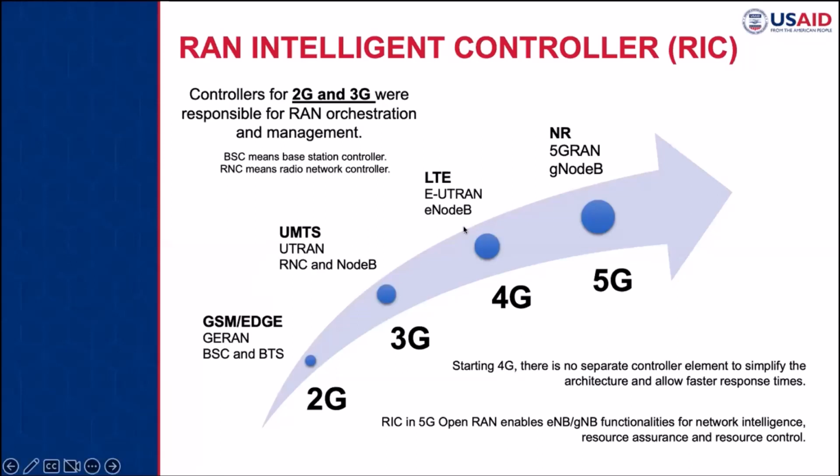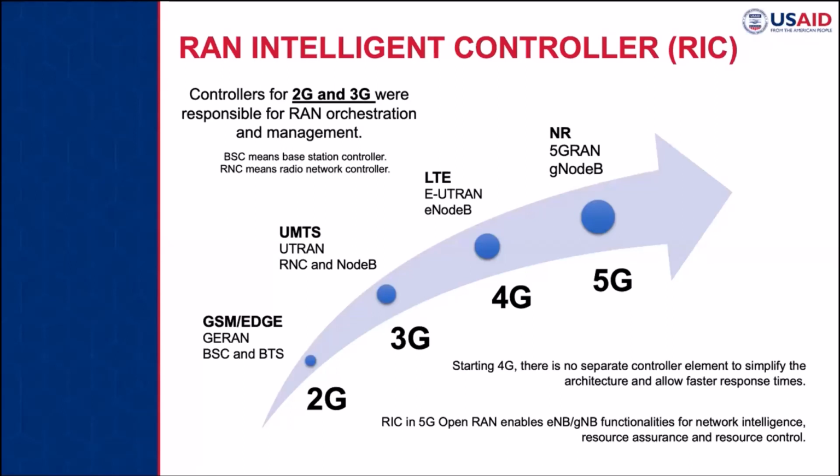But starting 4G, when we now have the Evolved UTRAN, or yung meron ng eNode B, there is no separate controller element, to simplify the architecture and allow faster response times. So there is just an optional interface called X2, that is in charge of allowing exchange of information between eNode Bs. Ang naging challenge here, however, is that the X2 interface to allow the communication between eNode Bs is proprietary, because each vendor had their own version of the X2 interface.